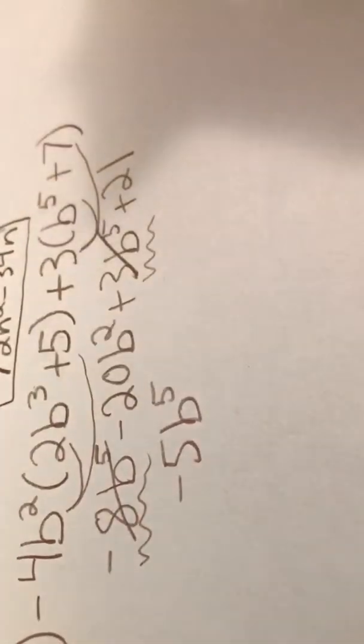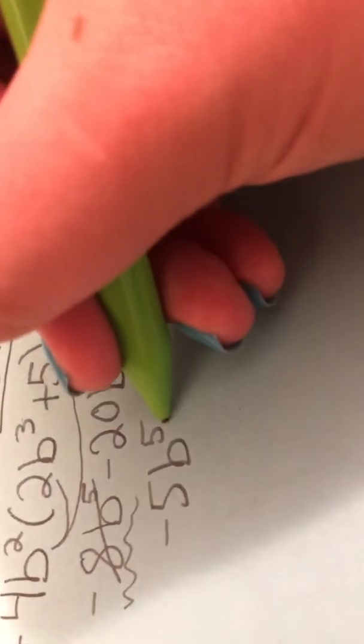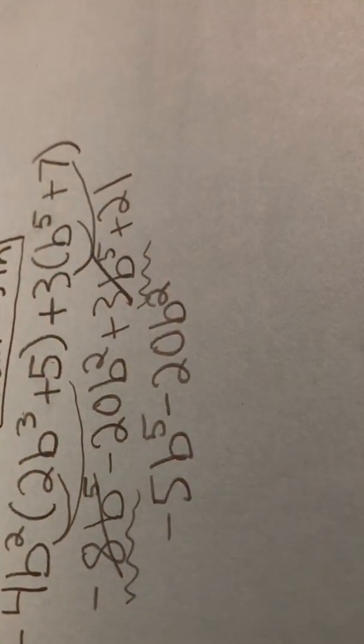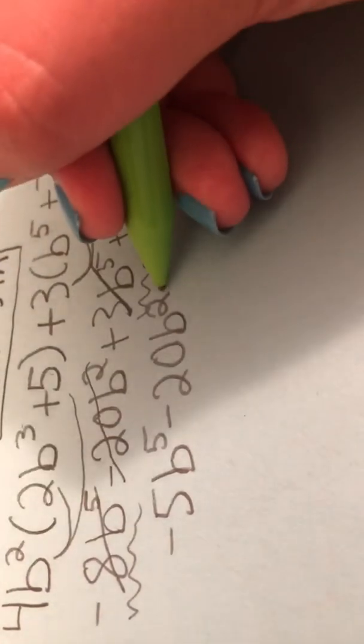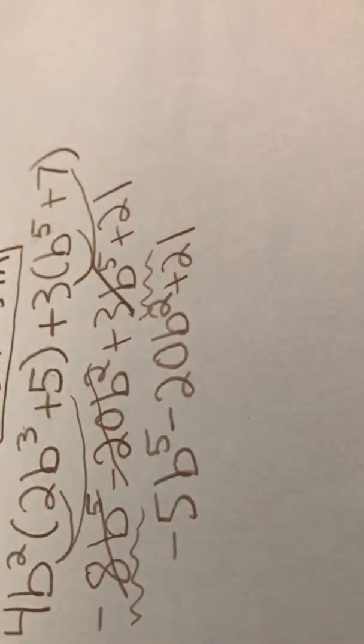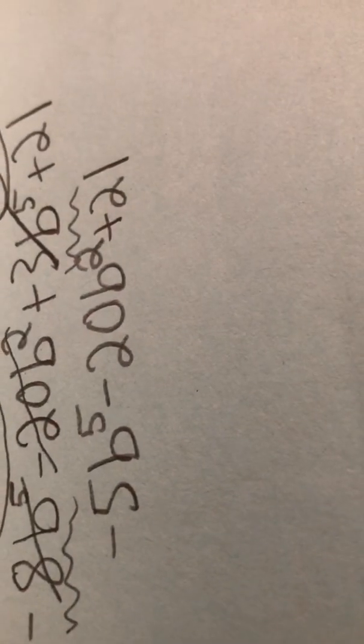Negative 5b to the 5th. Then next biggest exponent is that 2. And then that goes away. I'm left with that 21. So there's my answer.